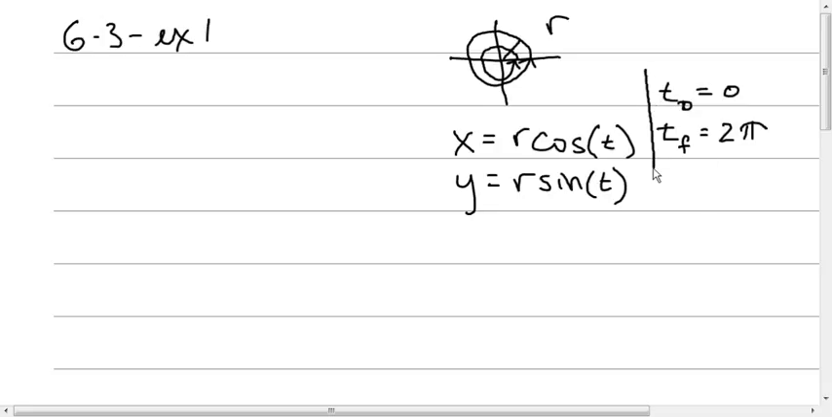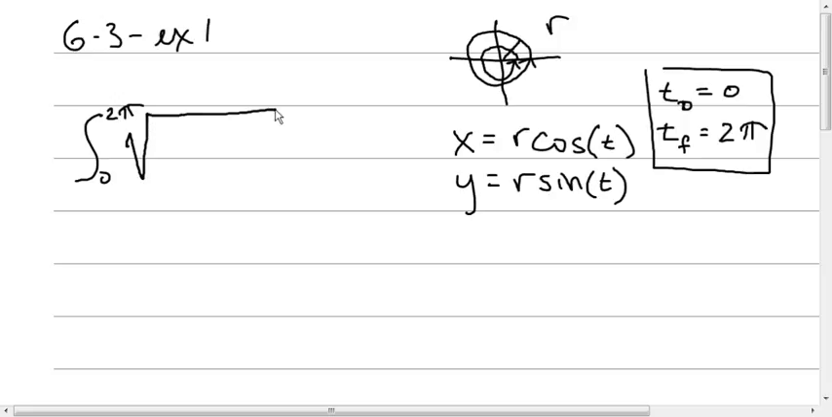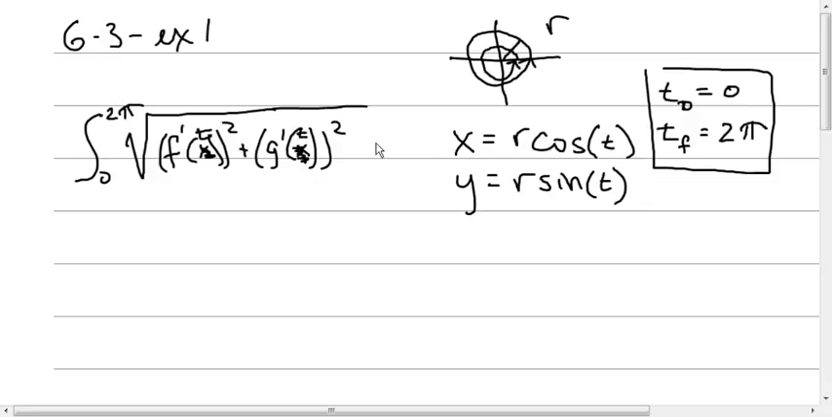Okay, anyway, we've got our times, we've got our functions. So what we're going to need to do to use our definition is integrate from 0 to 2 pi the square root of f prime of x quantity squared plus g prime of x quantity squared. Actually, let's put t's in here, right? dt. Something like that.